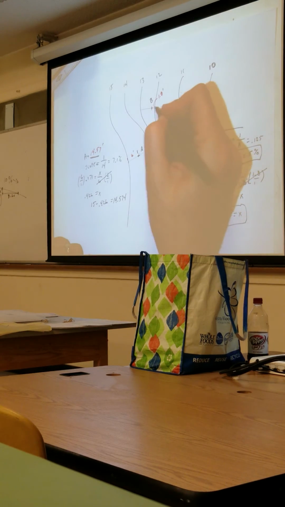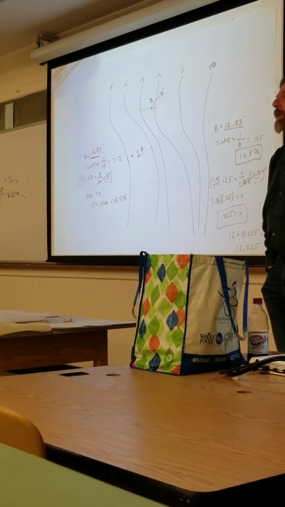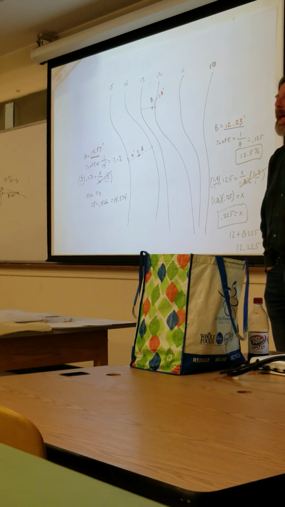Since I measured from the 12, it's 12 plus 0.225, which is the easy number. So my spot elevation here is 12.23. I tend not to go to 3 decimal points, 2 is plenty, and I always round up, use the rounding factors. We're never that accurate.